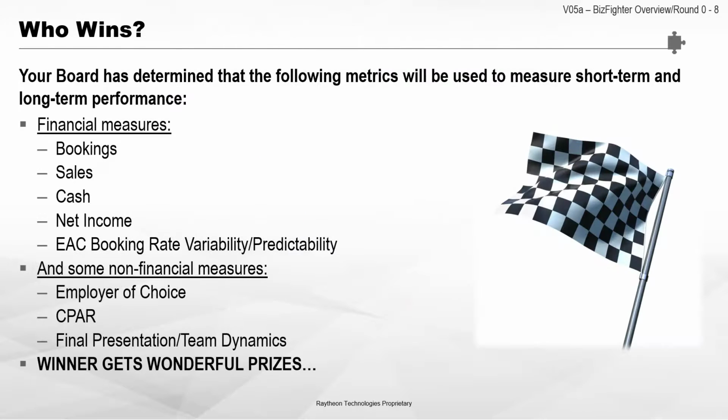Okay, so with that overview, you're probably wondering, well, how do I actually win this thing? Well, first you have to annihilate your competitors, and this is how you're going to do that. You're going to do it by focusing on what's being measured and maximizing these metrics while also destroying your competitors. So we're going to measure financial stuff like bookings, cash, profit. We're going to take a look at how predictable your EAC booking rate has been compared to what it actually turns out to be.